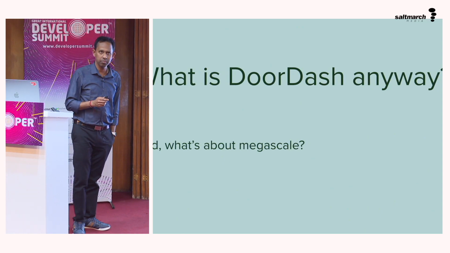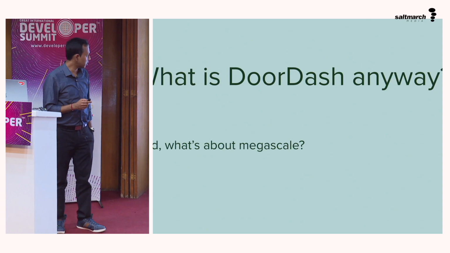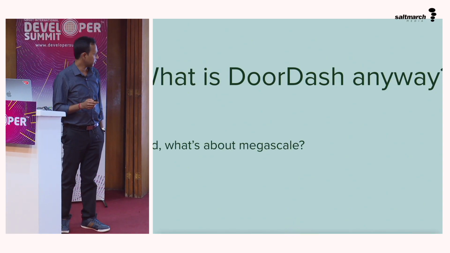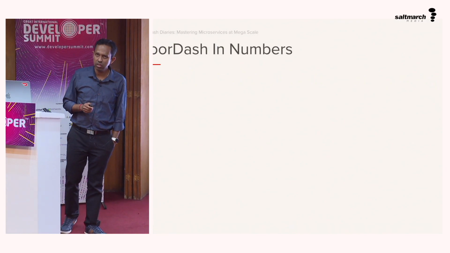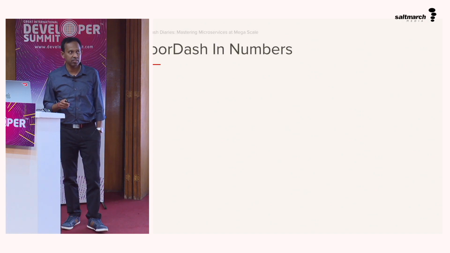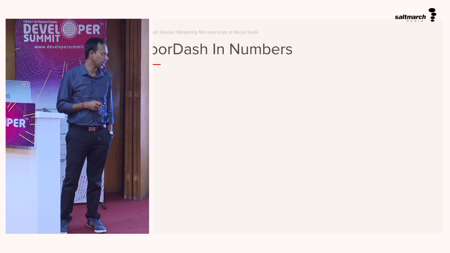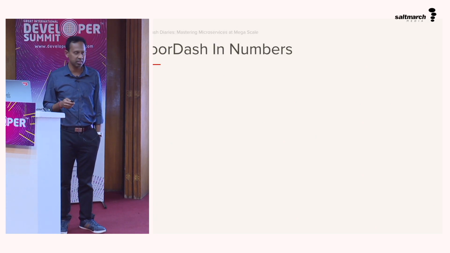So I don't know how many of you might be familiar with what DoorDash is. Let's talk about what DoorDash is anyway, and then we'll jump into the mega scale of it. DoorDash is a market leader in food and grocery delivery in the United States, and it operates in Canada, Europe, Japan, and other countries as well.